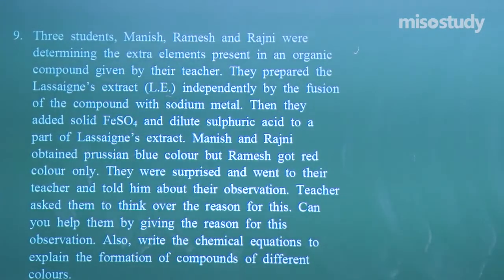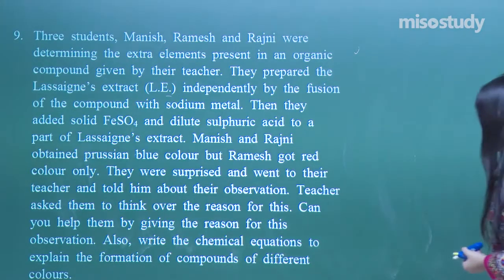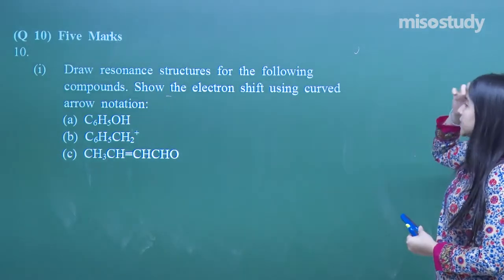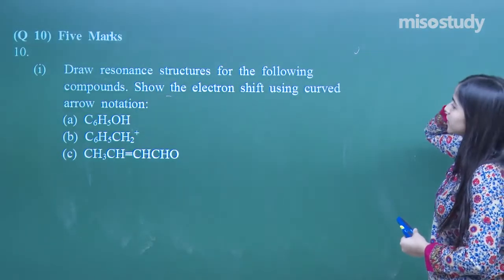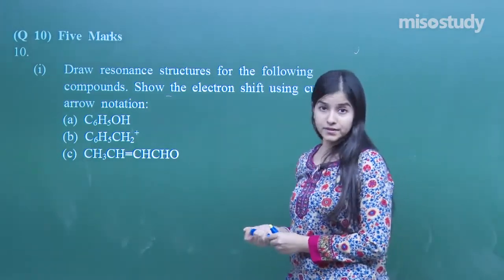Let's move to the last question of this questionnaire round. 5-mark question. First is, draw the resonance structures of the following compounds, show the electron shift, curved arrow notation. You must know this. This is important.